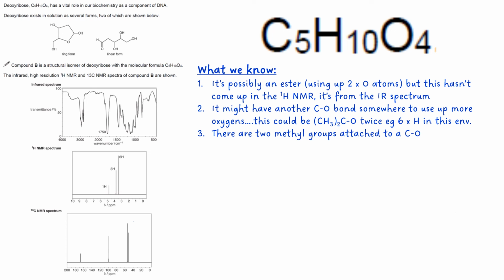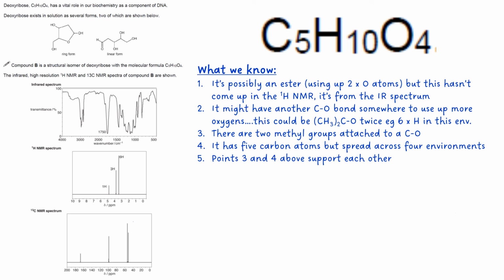There's 2 methyl groups attached to a C single bond O. We've already considered that. It has 5 carbon atoms spread across 4 environments, and then points 3 and 4 might support each other in that case. So let's start with our ester because that's familiar and build it up from there. Don't try and start at the difficult and unusual part because it'll be hard to think it through. Start with something that you know.